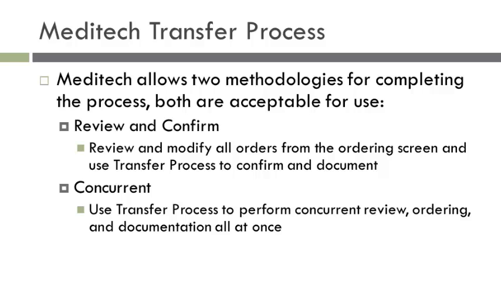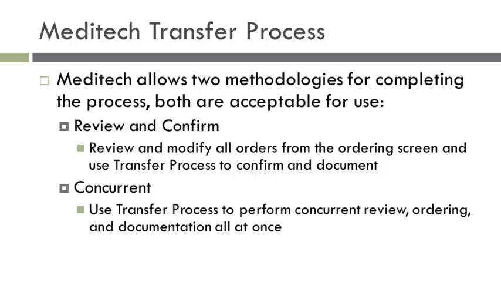There are two ways to complete the process. Both are acceptable. One is called the review and confirm method, and the other is called the concurrent method. The review and confirm method is what you're probably already used to, where you look at all the orders on the Orders tab and make any changes or additions as necessary, and then use the transfer process to actually confirm and document the change in level of care.